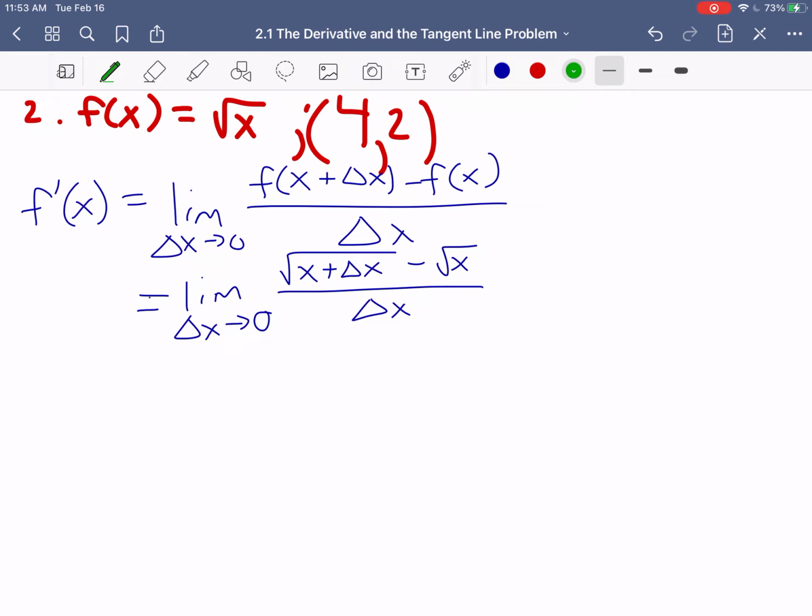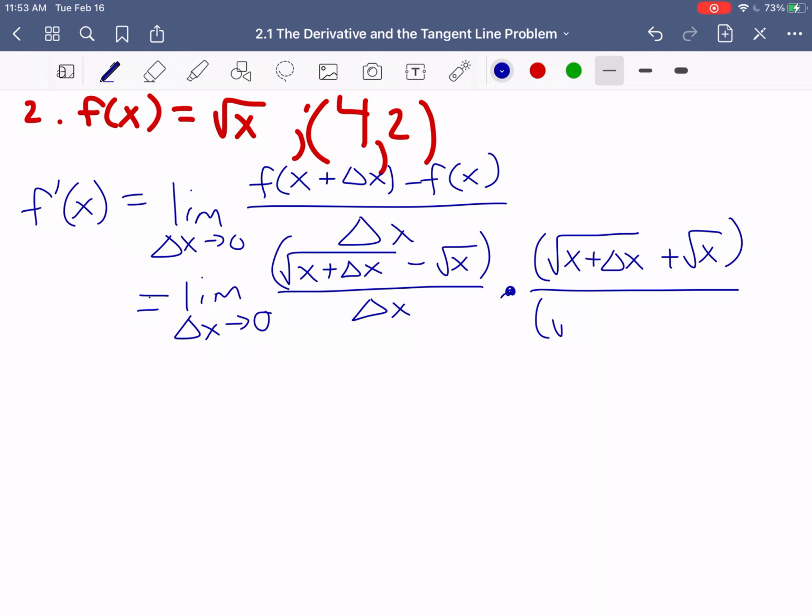So this seems like a trickier problem. But in this problem, we might consider multiplying by a conjugate. We have square roots floating around, and so to get rid of those square roots, we might multiply by the conjugate. We have to do the same thing to top and bottom, and so we'll multiply the top by the square root of x plus delta x plus the square root of x. All of that over, we'll multiply the bottom by exactly the same thing. So as long as we multiply top and bottom by the same thing, we have not changed our problem.